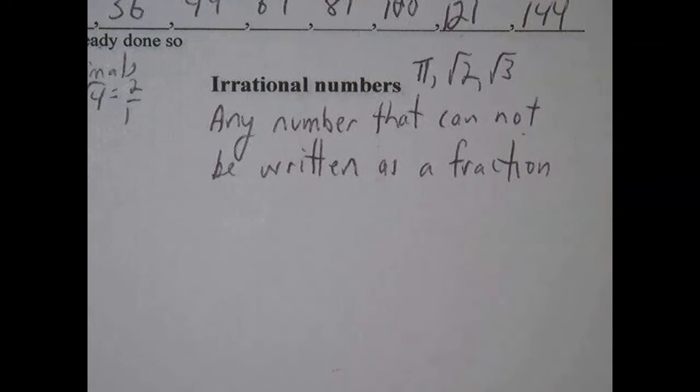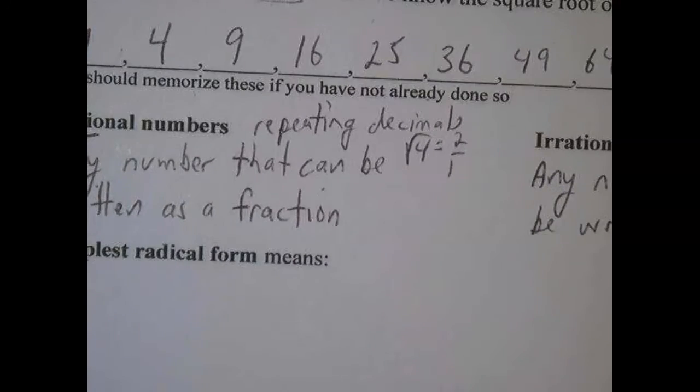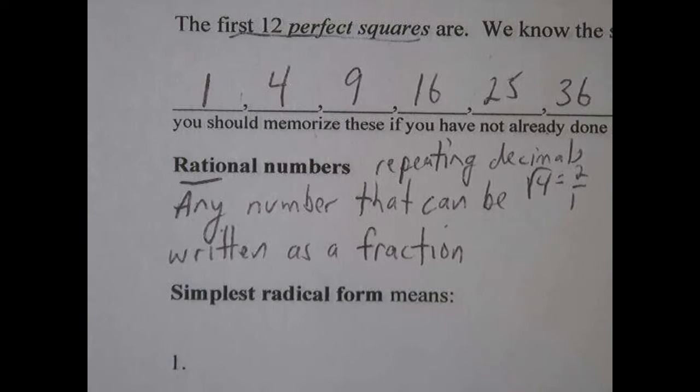You can never write the whole number out as a decimal. Okay? Since it can never be written as a decimal, and it goes on forever, it can never be written as a fraction. All right, that's a quick review of rational versus irrational numbers.